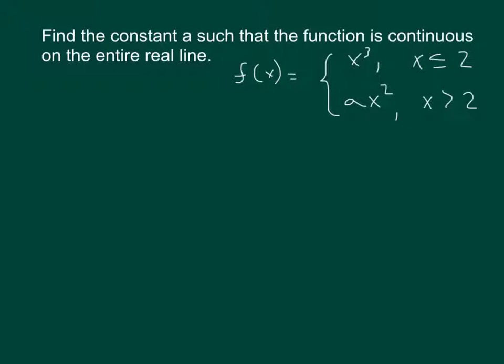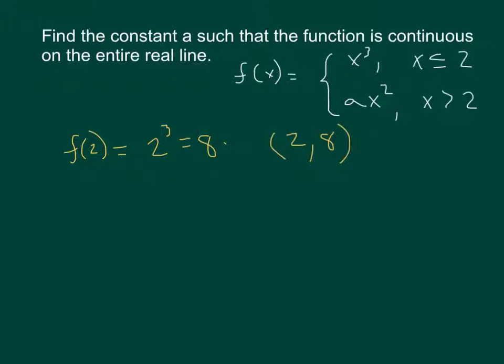Everything to the left of 2 is going to follow x cubed. So what we know is that f of 2, we need to look at that function. And f of 2 equals 2 cubed, which equals 8. What we need to do is make sure that this point, the point (2, 8), also matches up or aligns with the ax squared.